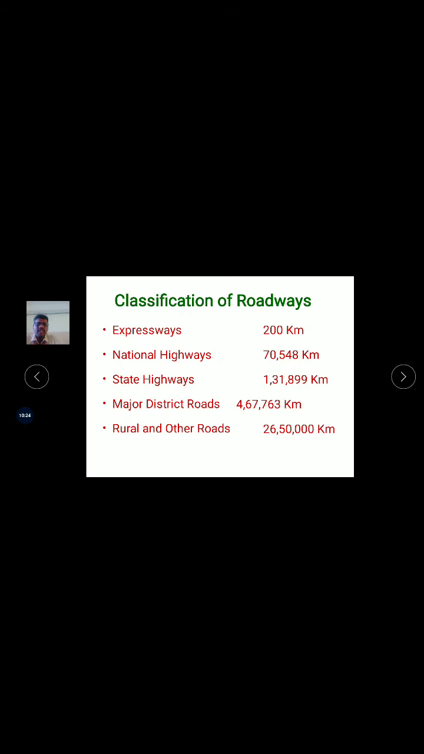Now, classifications of roads. The statistics say how many kilometers of expressways there are, about 200 kilometers in our city or state. The next one is national highways. These totals are based on that year's survey, not now, but on previous years' surveys. State highways come under 1 lakh kilometers, major district roads come under 4 lakh kilometers, and rural and other roads come under 26 lakh kilometers. These are the roads based on the survey.